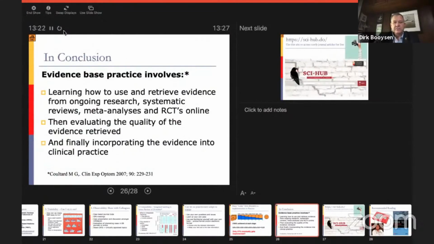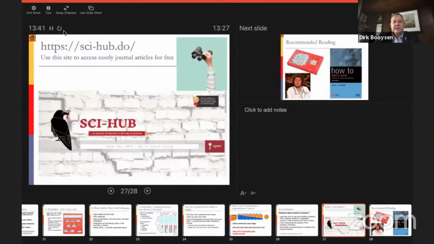So in conclusion, evidence-based practice involves learning how to use and retrieve evidence from ongoing research, systematic reviews, meta-analyses, and randomized controlled trials online. Then you evaluate the quality of the evidence retrieved, and finally, you incorporate the evidence into your clinical practice. Here's a very, very helpful website.